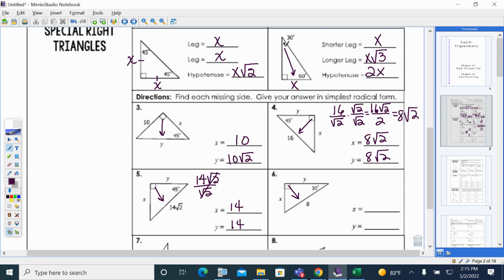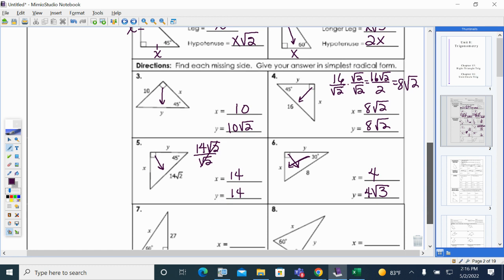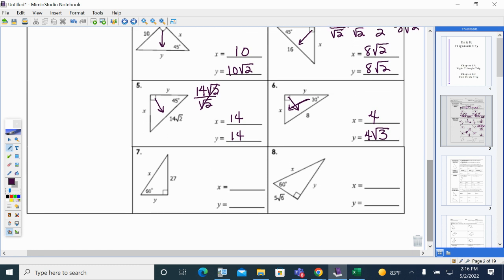The easy relationship is the hypotenuse and the short leg. And the short leg is always opposite that 30-degree angle. So we're going to take that 8 and cut it in half, and x would be 4. And if you know the short leg, you take that times the square root of 3 to get the long leg. And then let's look at example number 7.